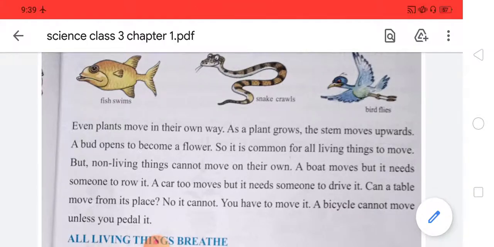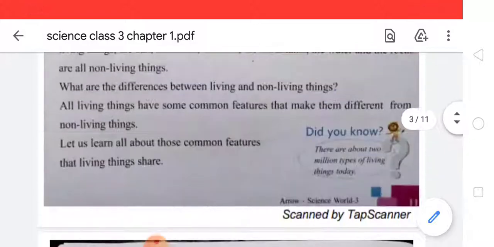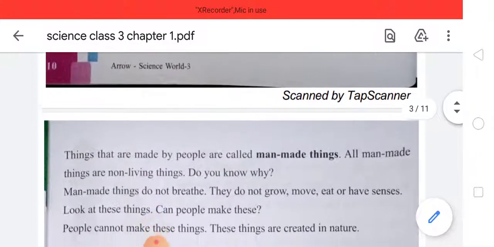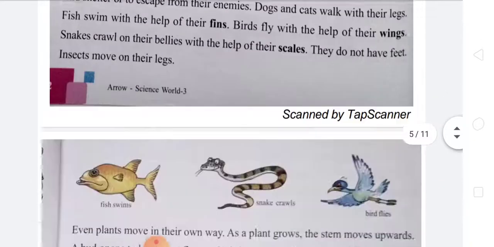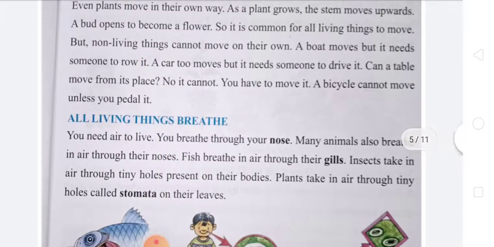In this way we have talked about two features of living beings. In the next class we are going to study the next features of living beings.